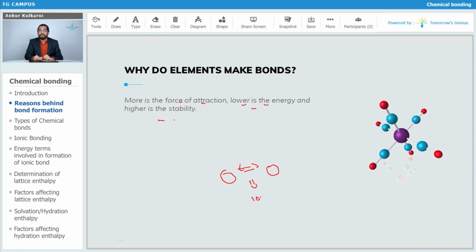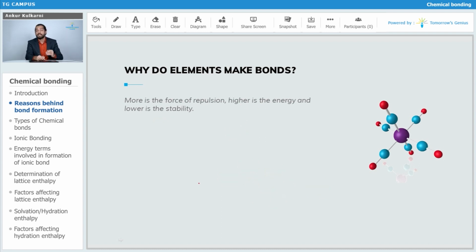Why are we saying that? More is the force, lower is the energy, because when two atoms are coming together, that means your force of attraction is more. Force of attraction is more means they will form a bond, and when this bond formation takes place, there is stability, correct? And hence there is reduction in energy. So we can say that more is the force of attraction, lower is the energy and higher is the stability.